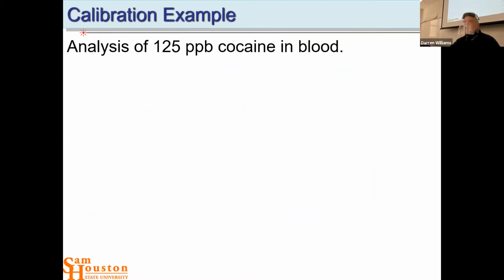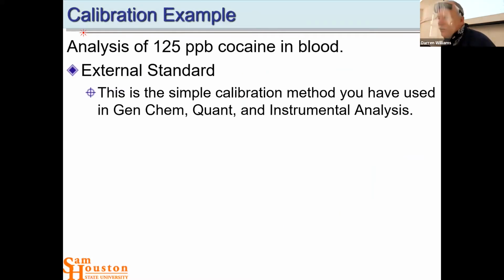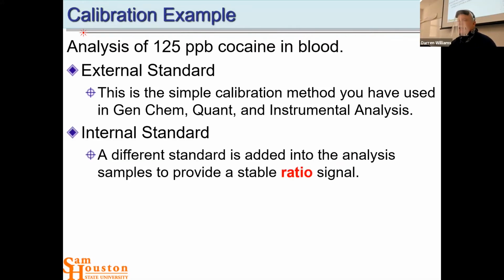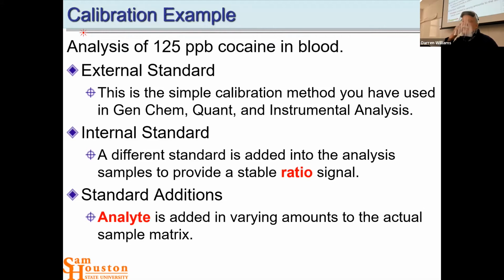So let's look at this calibration example. This first one is going to be the external standards. Then we'll look at the internal standards and then the standard additions. External standards is the first method we teach you guys in chemistry. I'm happy to know that they cover internal standards and standard additions as well, but this will be a good review for you if you don't remember the details.